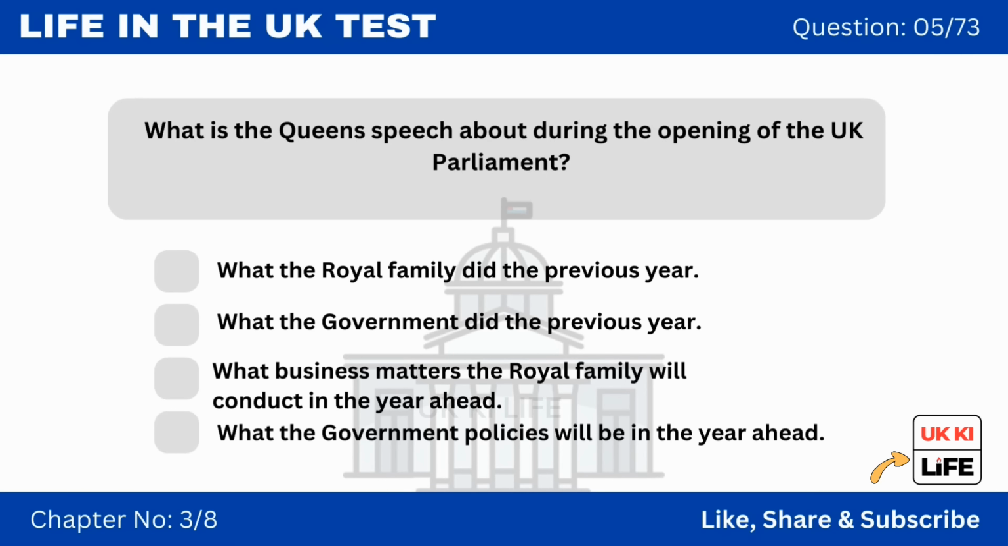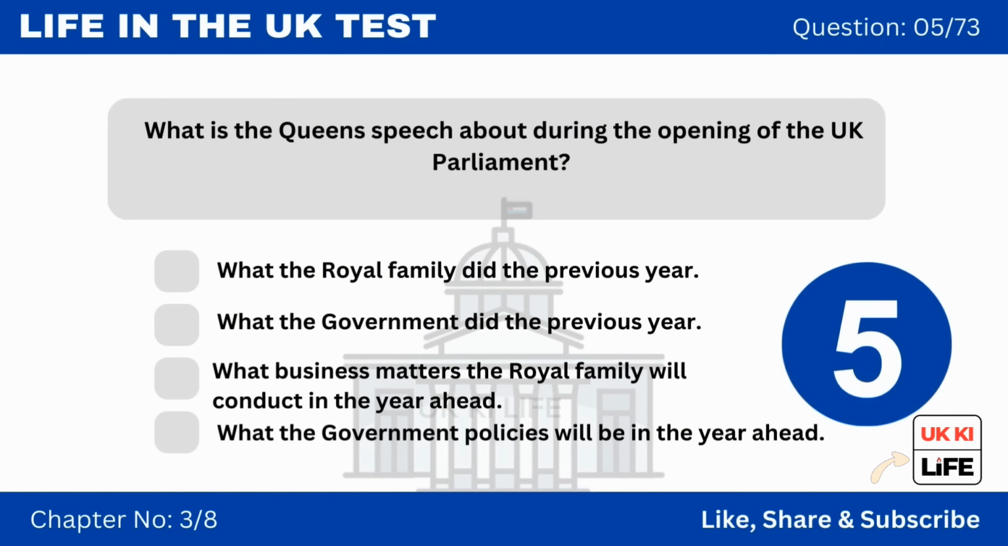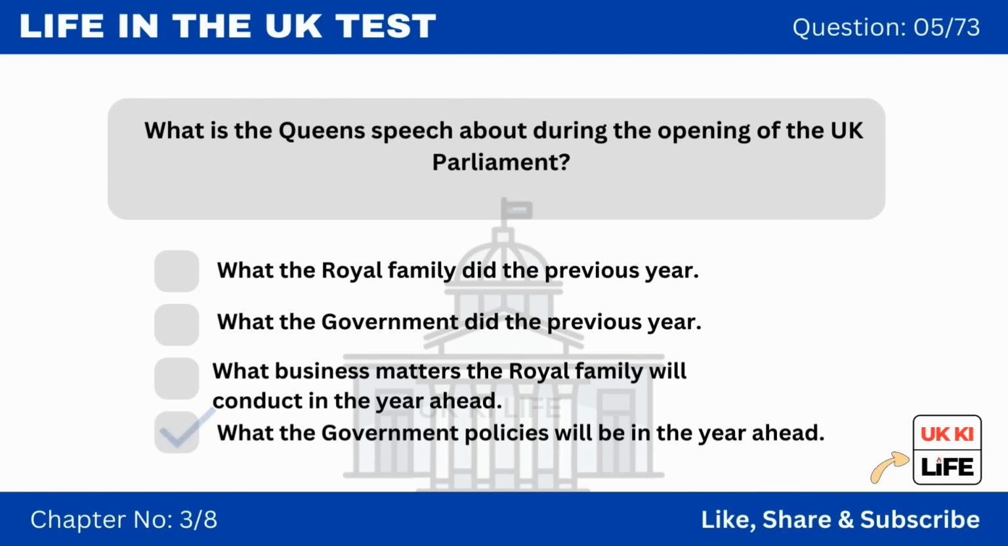Question 5. What is the Queen's speech about during the opening of the UK Parliament? What the royal family did the previous year. What the government did the previous year. What business matters the royal family will conduct in the year ahead. What the government policies will be in the year ahead. The correct option is D.